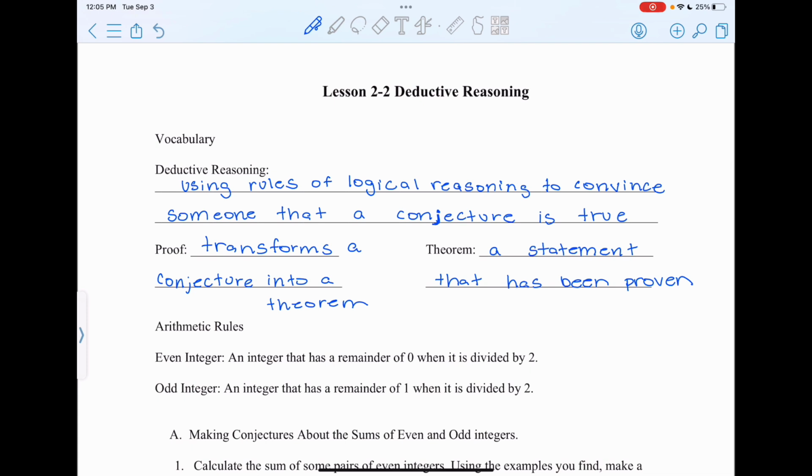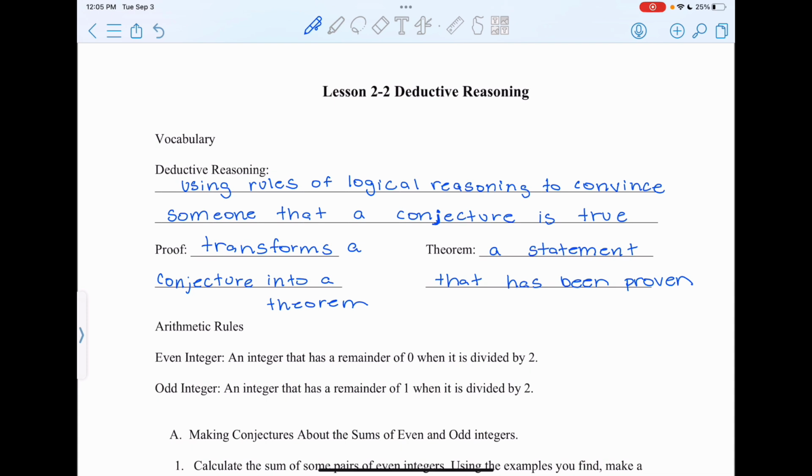Deductive reasoning is using rules of logical reasoning to convince someone that a conjecture is actually true. So think about the scientific method. If you've ever been in a science class, you always start with the hypothesis, and that hypothesis is an educated guess. It could also be known as a conjecture. It's based on patterns and observing data. But then you actually perform an experiment to prove your hypothesis is true or false.